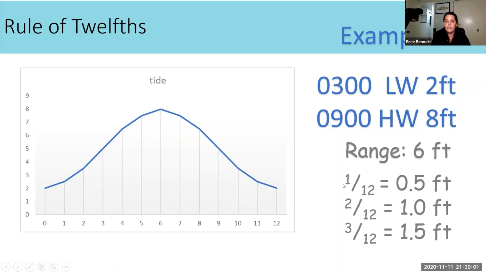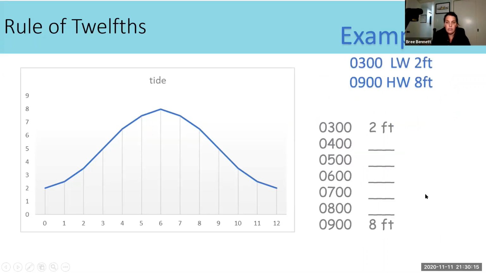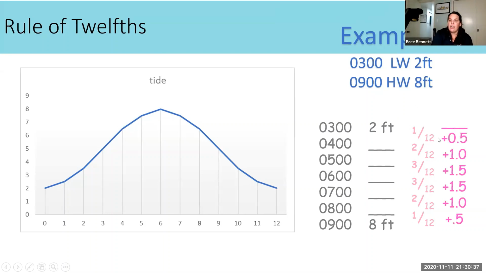So in this case, our value for 1/12 is 0.5, our value for 2/12 is 1, 3/12 is 1.5. So that's how our tide is going to change by the hour. So let's put it into a little table. We know at 0300 it was 2 feet, and it's going to be rising till 0900 at 8 feet. And it's going to be changing in that 1, 2, 3, 3, 2, 1 pattern. So I like to put next to it what those numbers actually mean.